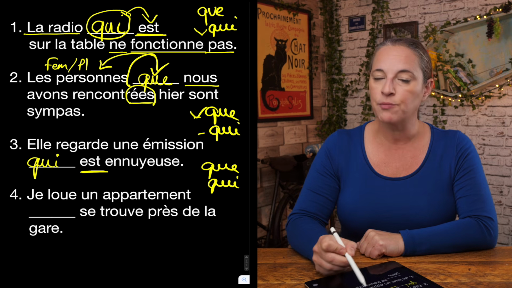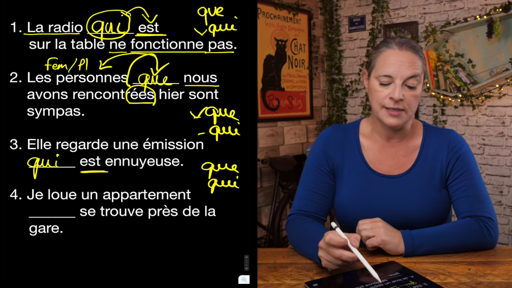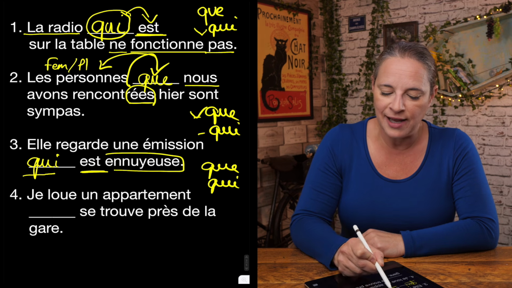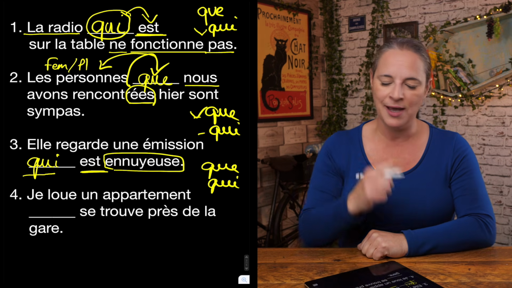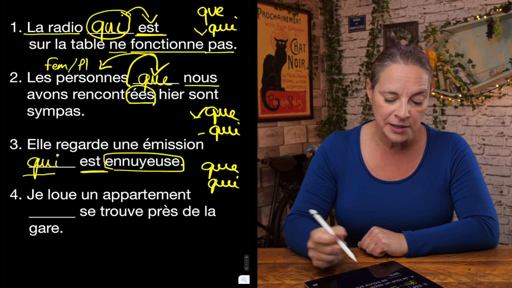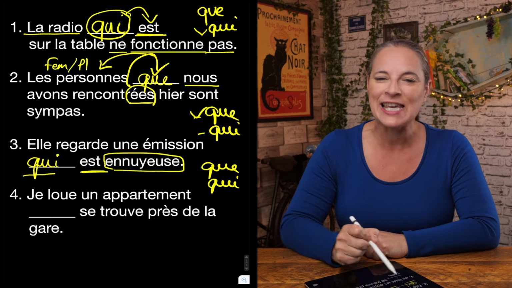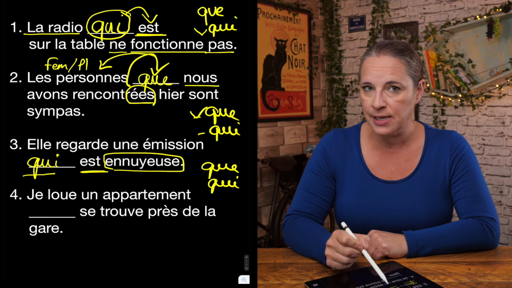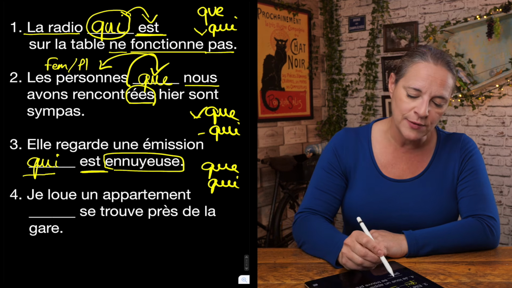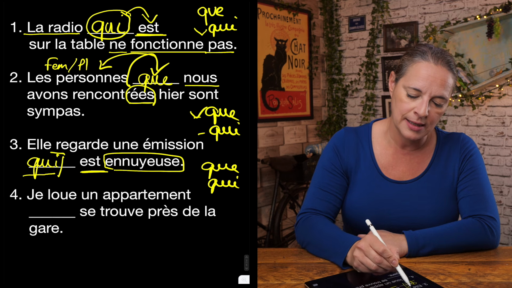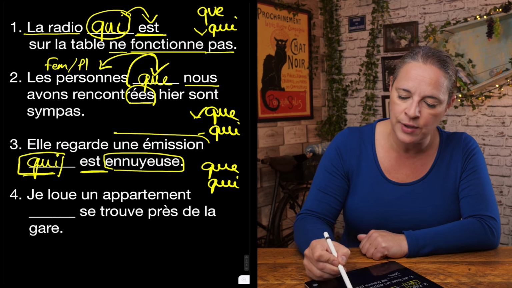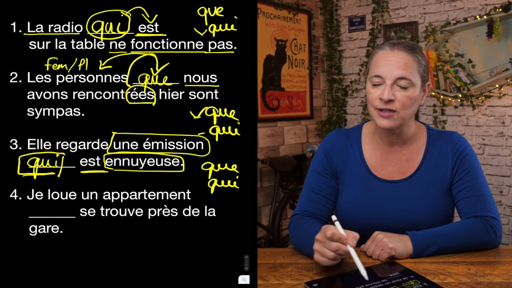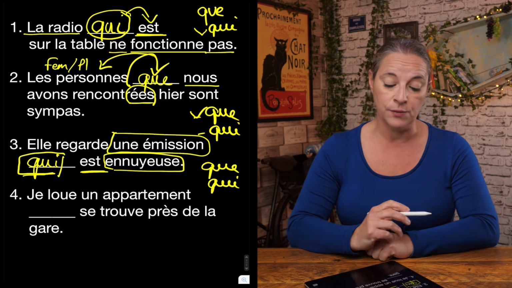She watches a program, une émission de télévision, for example, a program which is boring, ennuyeuse. Sorry about that. Elle regarde une émission qui est ennuyeuse, okay? So she watches a program which is boring, okay? And because it has est directly linked here to une émission, which is the subject of this action here, est ennuyeuse, okay? So, quite simple.